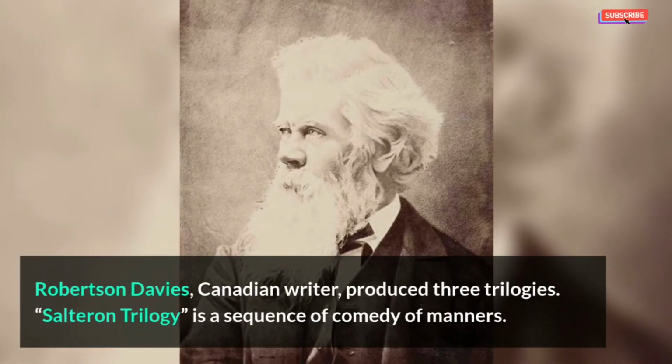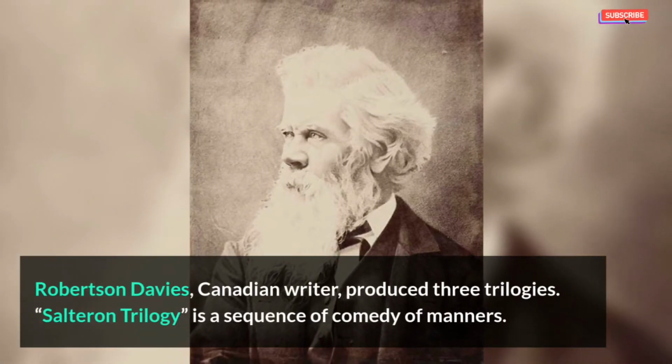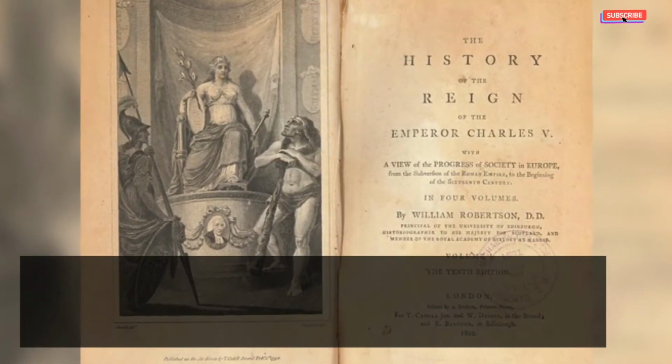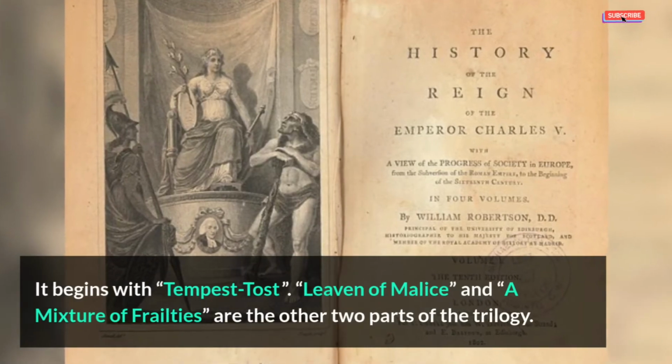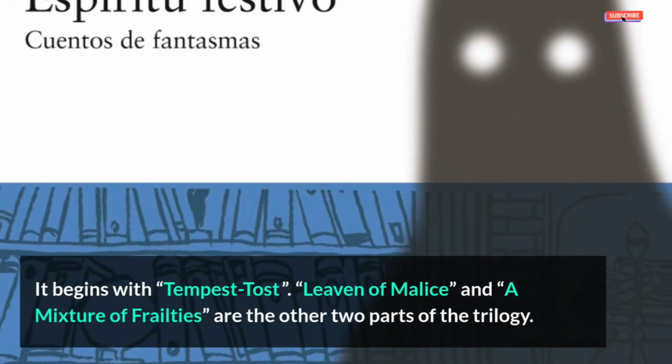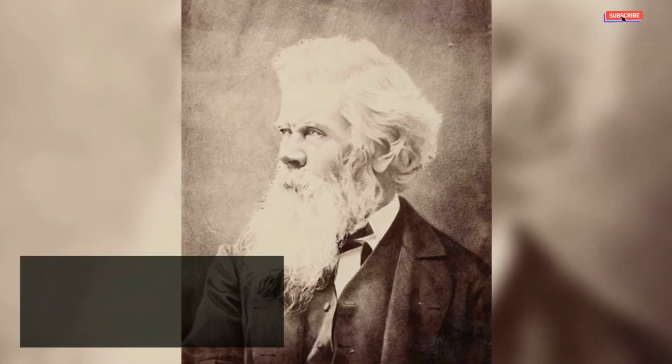Robertson Davies, Canadian writer, produced 3 trilogies. The Salterton Trilogy is a sequence of comedy of manners. It begins with Tempest-Tost. Leaven of Malice and A Mixture of Frailties are the other 2 parts of the trilogy.